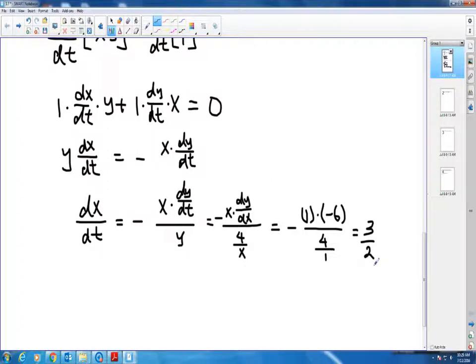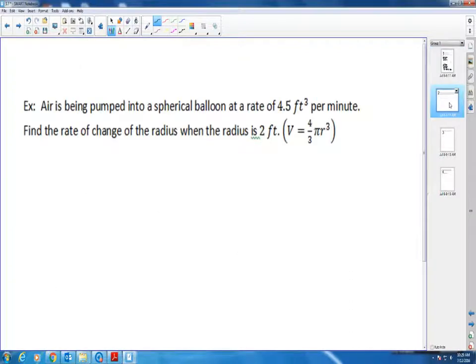Now we learn how to take a derivative with respect to time. It's really for the application problems. So the next 3 application problems are where we differentiate with respect to time. This one says air is being pumped into a spherical balloon at a rate of 4.5 cubic feet per minute. Find the rate of change of the radius when the radius is 2 feet. And this is the volume of a sphere formula, and that's the formula we're going to use.